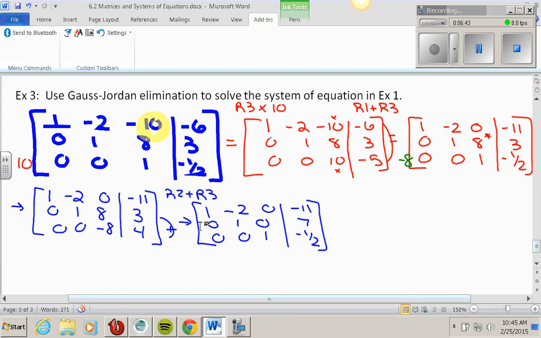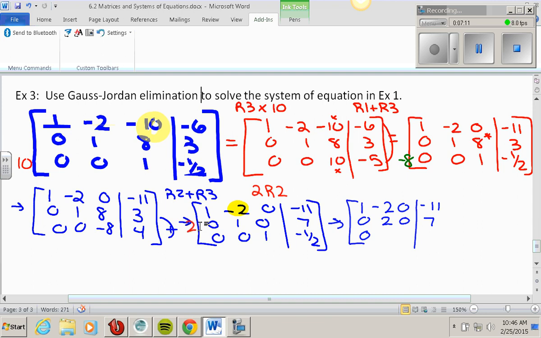So now the last thing that we have to get rid of here is going to be this negative 2. So I can use row 2 and multiply row 2 by 2, right? And multiply row 2 by 2, that's going to give me 1, negative 2, 0, negative 11, 0, 2, 0, 7, 0, 0, 1, negative 1 half. Now that I have this, I can do row 1 plus row 2. And that's going to get me 1, 0, 0.